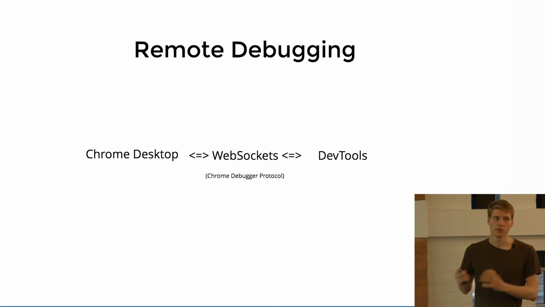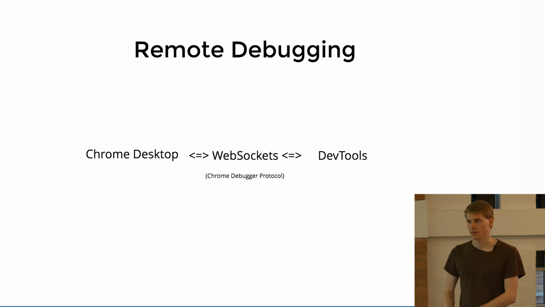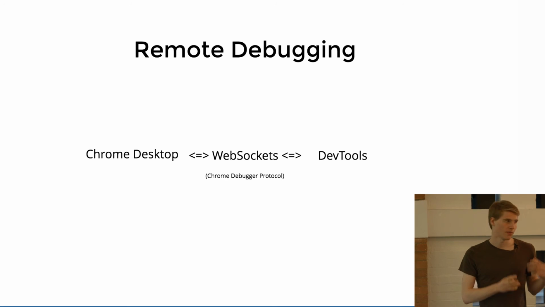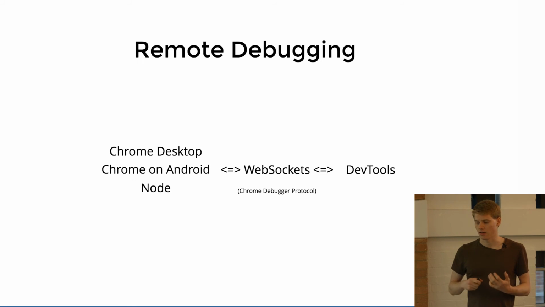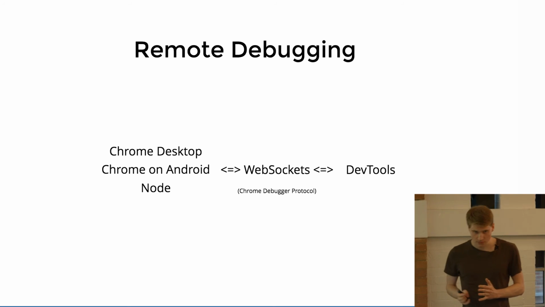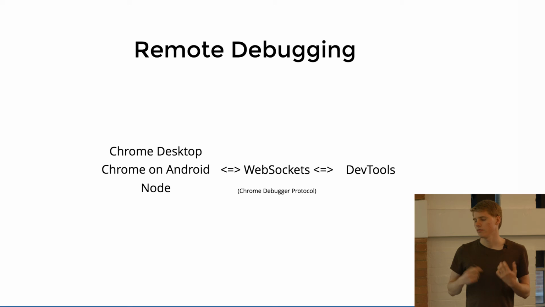DevTools can say, well, I want to set a breakpoint on this particular line. Then when that breakpoint is hit, Chrome is going to send things like a call stack or the local variables to DevTools, and DevTools is going to display that. The fact that these two things are separate means that you can actually replace what you use on either side of this interaction.